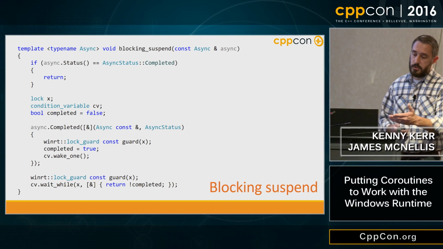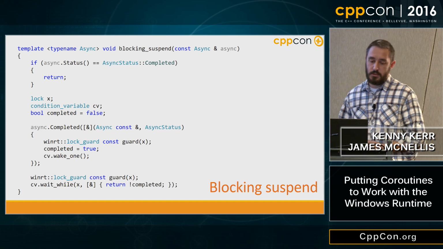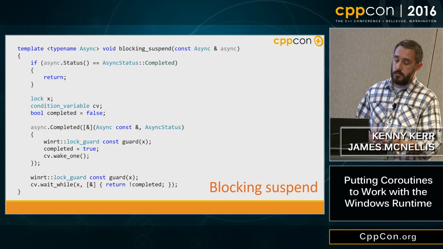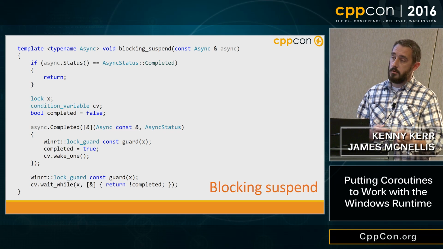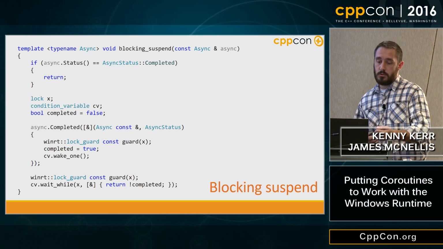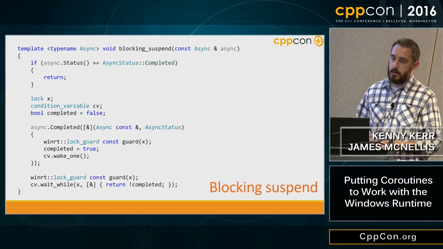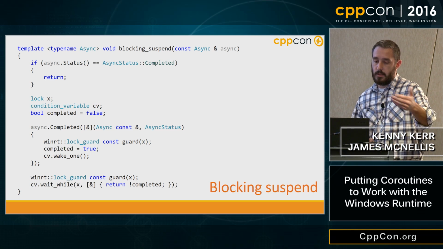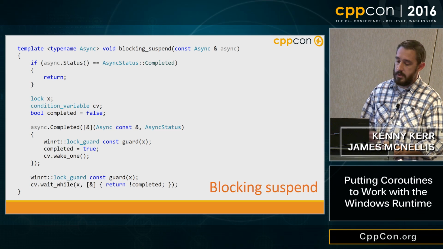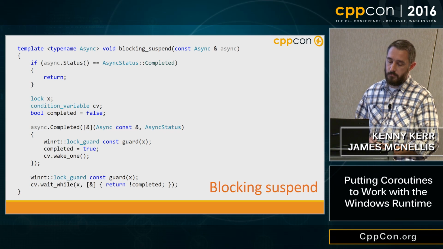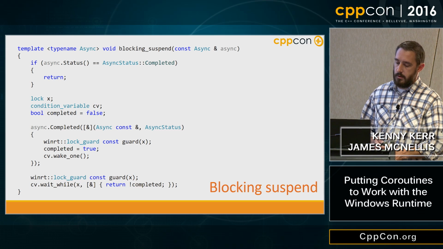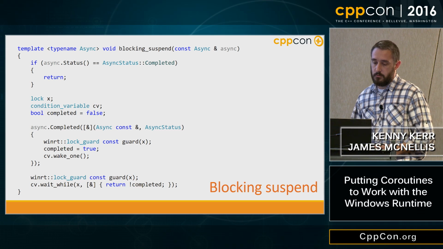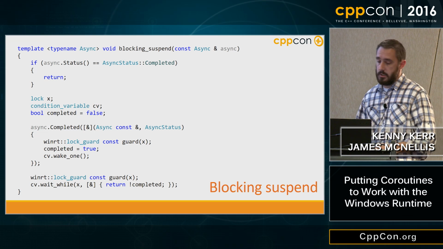And so essentially, the completed handler, which is part of the WinRT async pattern, is provided with a lambda, which will acquire the lock, set the completed variable, and then wake the calling thread. Meanwhile, on the OS thread that's blocking, we also acquire that lock. We then atomically sleep and release that so that the completed handler can acquire the lock and set that variable. Eventually, it'll be awoken from the sleep and return, and so you can keep going. So that's our blocking suspend. It's very efficient. If you need it, it's there.